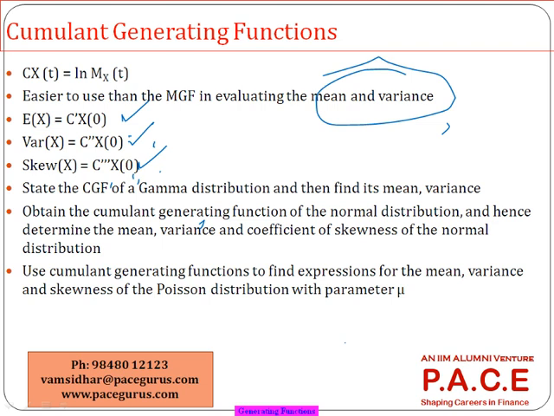If the question is only up to variance, find the first and the second derivatives, substitute t equal to 0, which will give us the mean and the variance based on the cumulant generating function. Same thing you can do with the Poisson. Pick up the moment generating function from the tables, take the log, do the derivative.